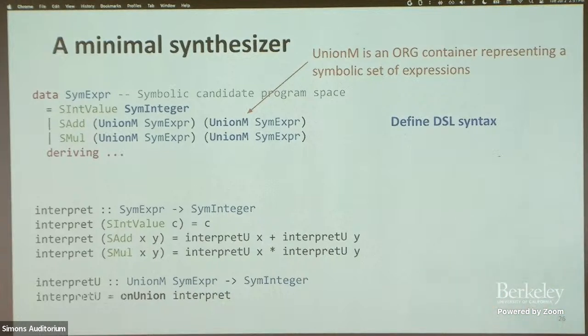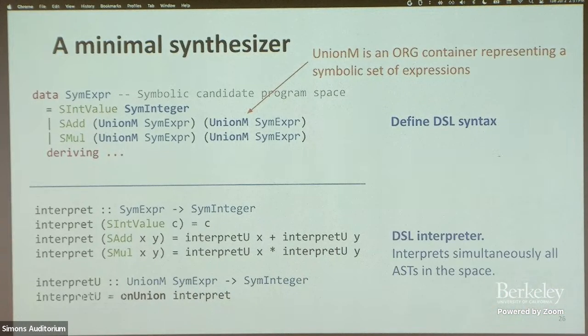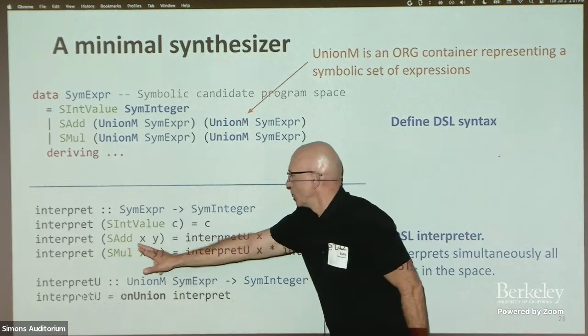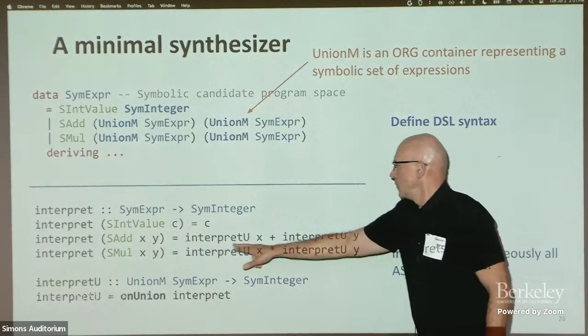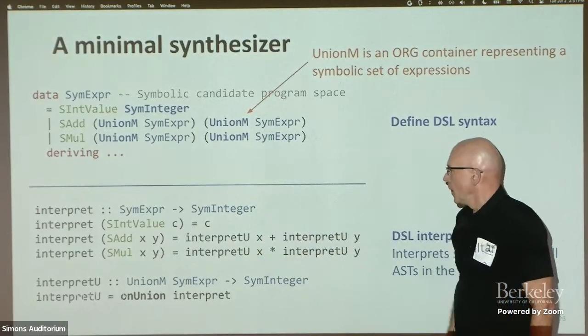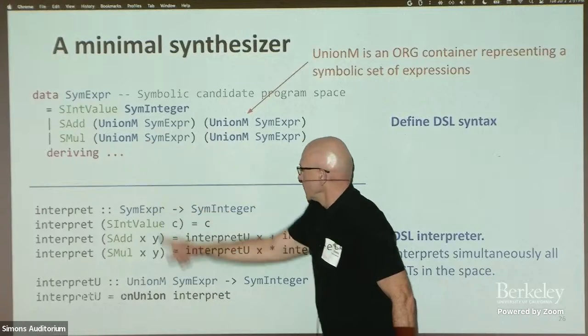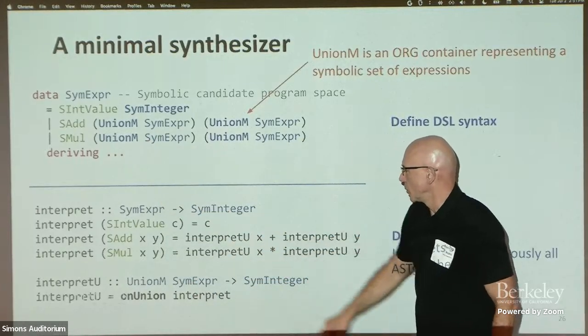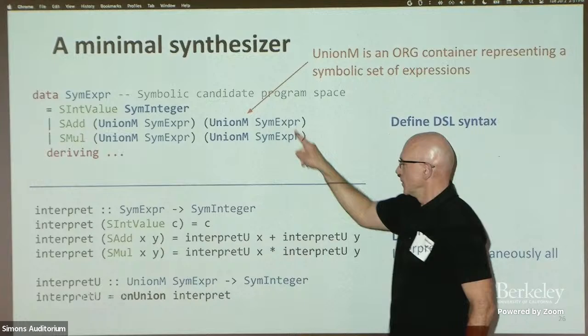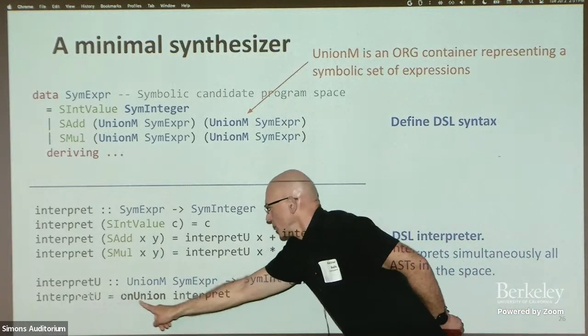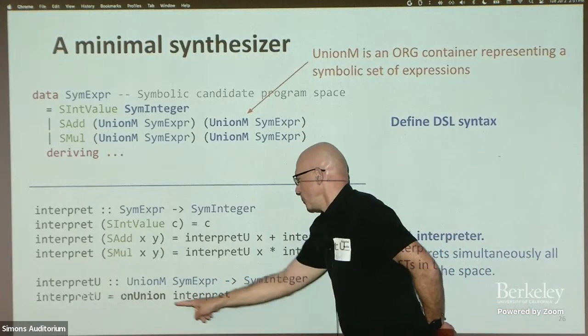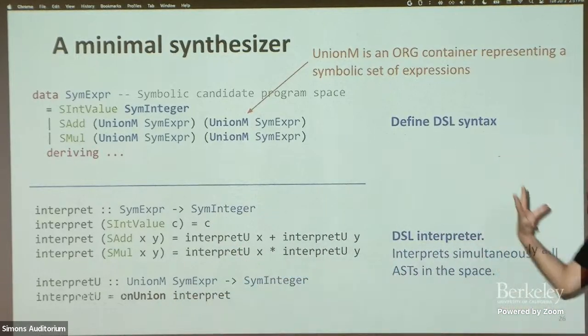And here is the semantics, right? Again, it looks like an interpreter. You will say, okay, when you have addition of x and y, it is interpretation of x plus y. But because x and y are unions, you call the union version of the interpreter, which iterates over the things in this list. And you can easily build it by just lifting the interpreter from normal to the union thing with one extra call. So now we have a definition of the syntax and the semantics.